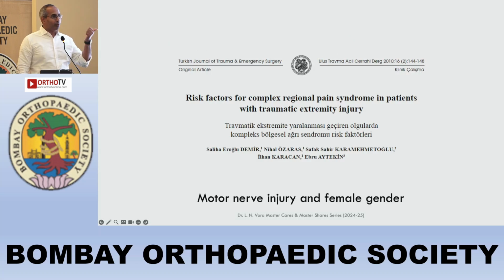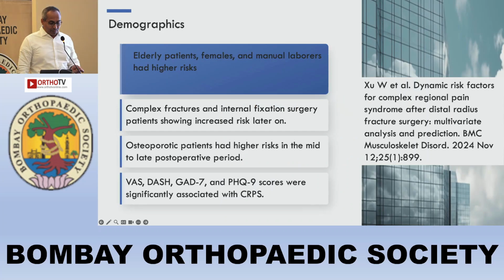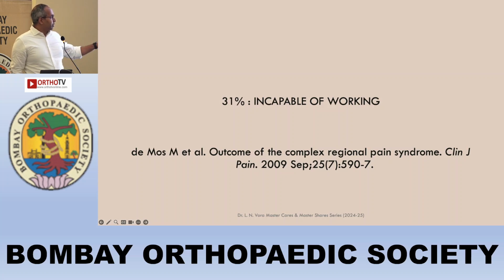We know that motor nerve injury, any nerve injury, is a higher risk. Female gender is known to have a higher propensity, maybe due to humoral factors we do not know. This is one of the recent studies. They did a multivariate analysis and they said that complex fractures, osteoporotic patients, higher pain scores, preoperative anxiety, all of that is associated with a delayed treatment course. And all of us know that intuitively, especially all the senior surgeons know that this patient might take a little longer than otherwise. The other importance of this is that 30% of them are not capable of working.